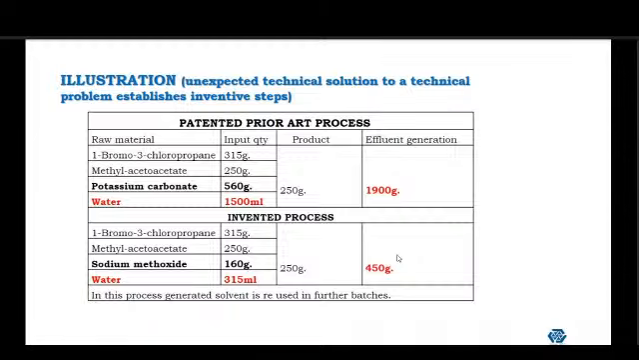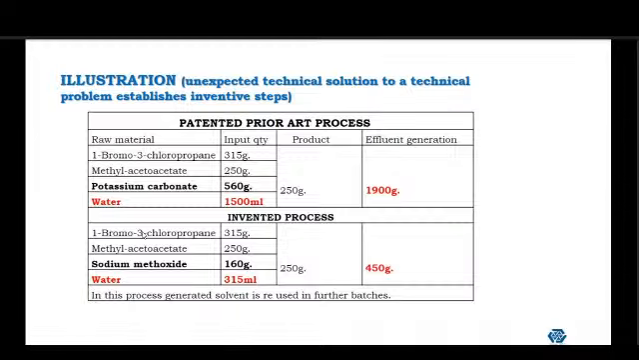Now, this is a very nice illustration to explain what technical solution to a technical problem, how it can be proved as an inventive step to get a patent. Now, earlier, suppose this is some random example which we have kept here. So earlier patent process, this is a process basically wherein these three ingredients were required to produce a pharmaceutical intermediate, which is again used to create some very good anti-cancer molecules and other drug products.